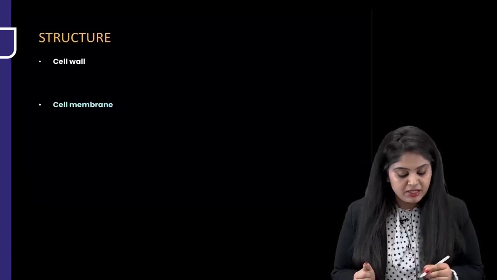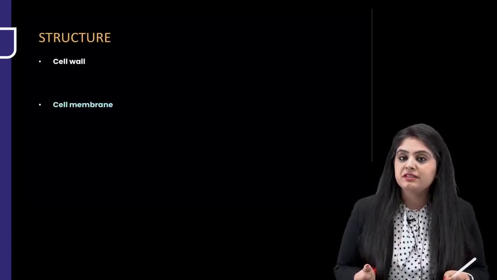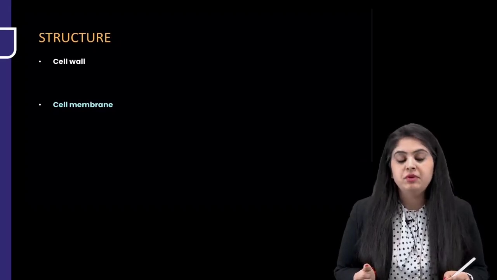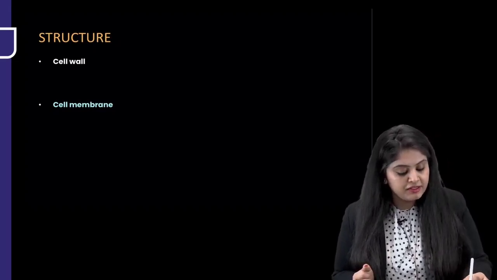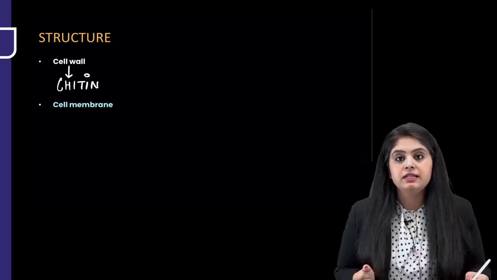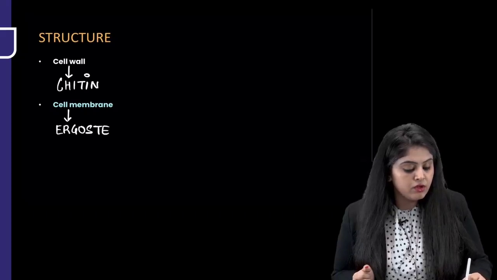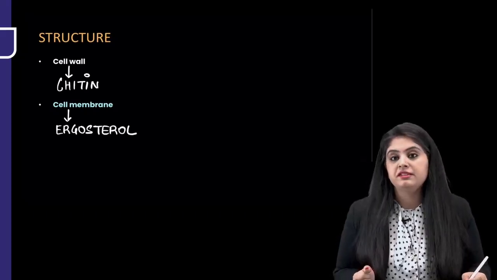The first thing that I'll be teaching you is the structure of a fungus, and in that you have two aspects, a cell wall and a cell membrane. Please remember, the cell wall is going to contain chitin. So the cell wall of all the fungal organisms will be containing chitin. Similarly, the cell membrane of all the fungal organisms is going to have ergosterol, but here we have an exception.